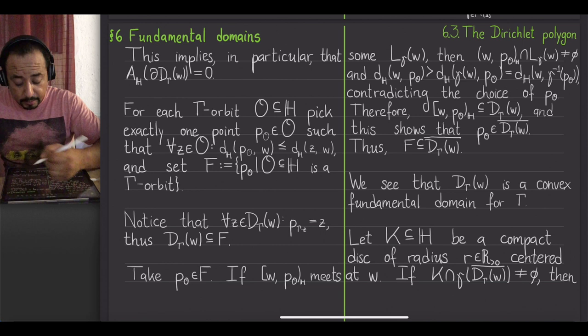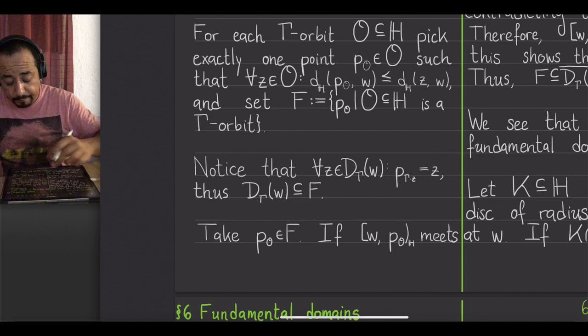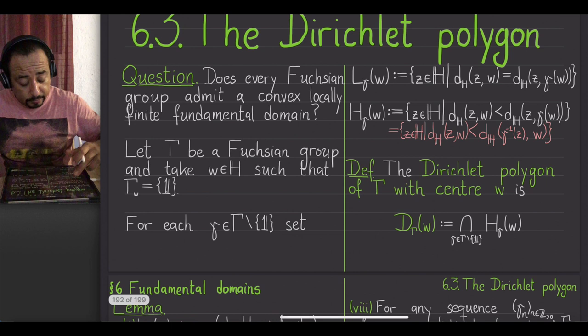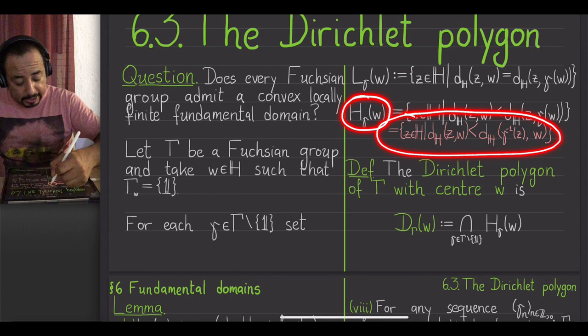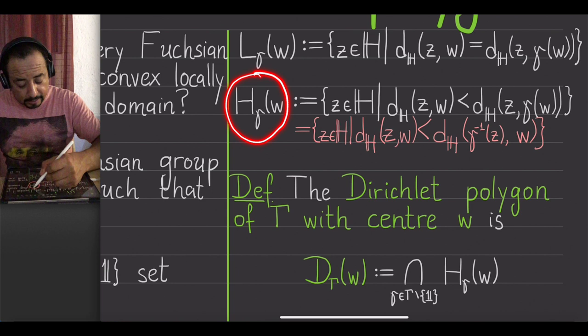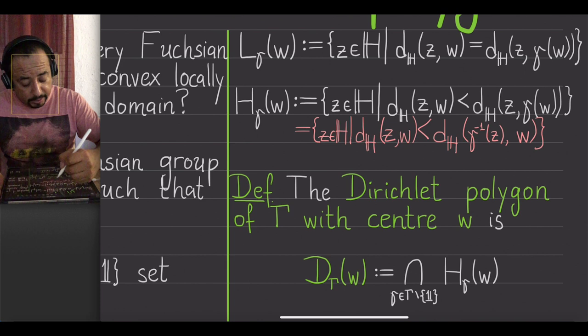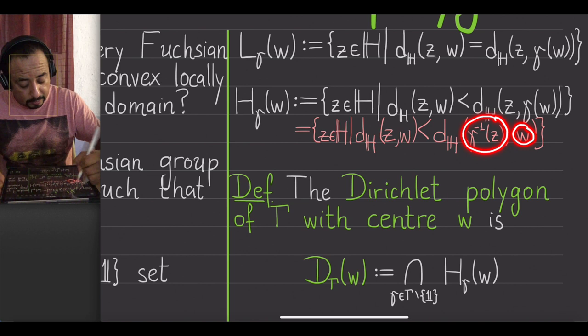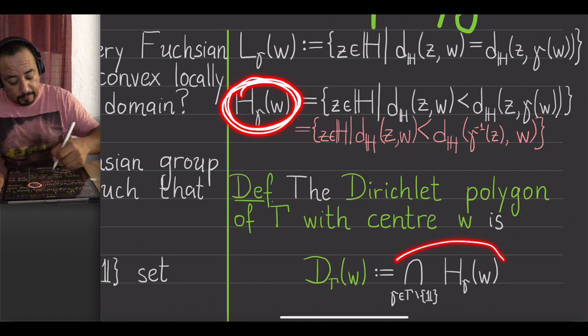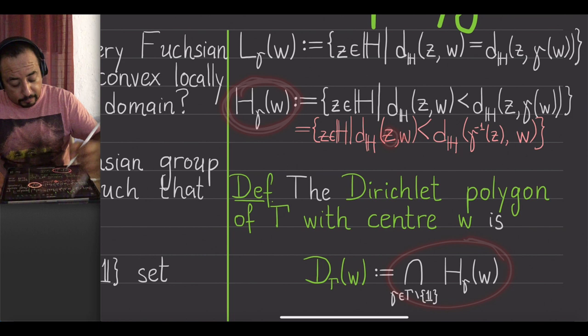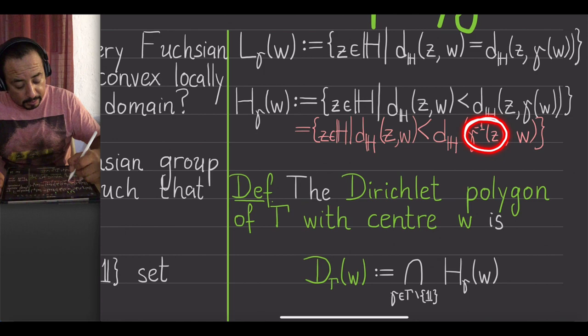Here I have to say that I use the other description. I apologize. So here we use this other alternative description of this half plane, because this one says that this half plane is the set of points Z with the property that the distance from Z to W is strictly less than the distance from the image of Z to W. So if I take a point in the intersection of all of these, in the Dirichlet polygon, the distance from that point to W is strictly less than the distance from any other point in the orbit to W.